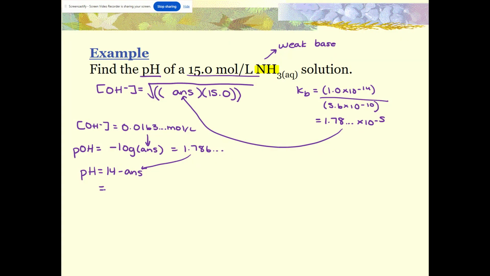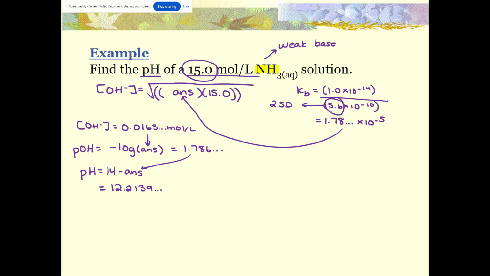Okay, you can write it like that on paper even, but make sure you're using all those unrounded answers. Now I get an answer of 12.2139 and so on. I have 3 digits in my concentration, but my Ka value that was used in the calculation only has 2 digits. So that is limiting how many digits my answer can have.